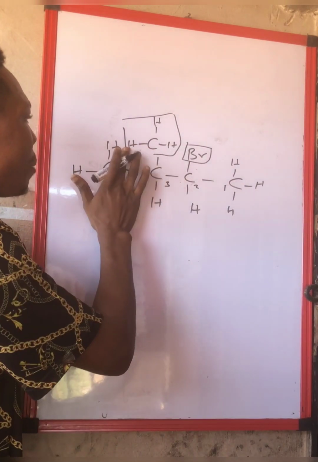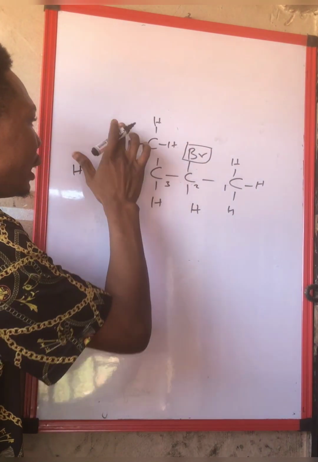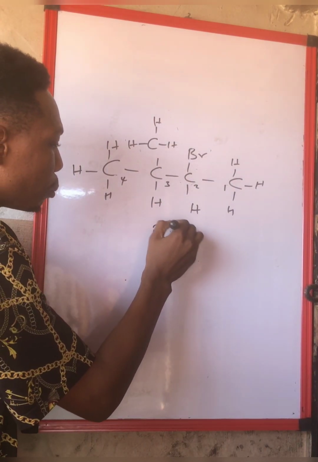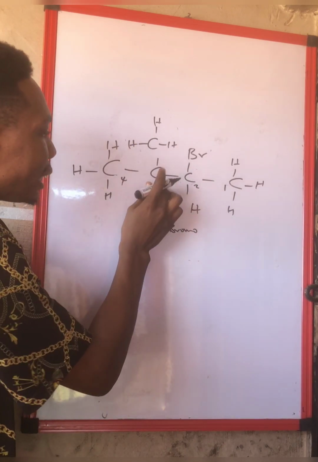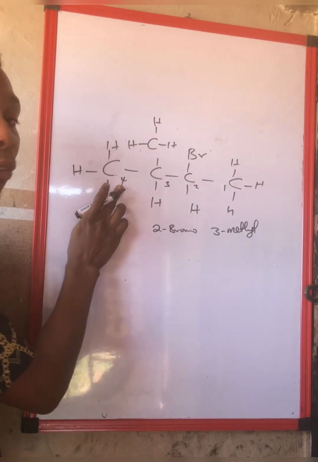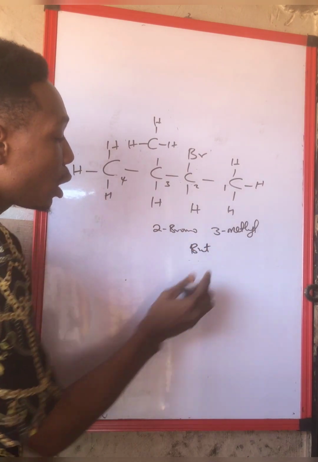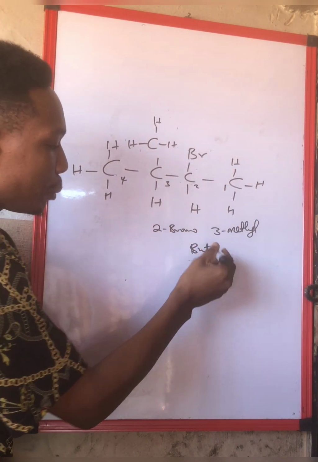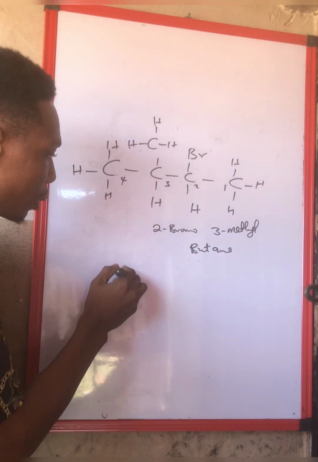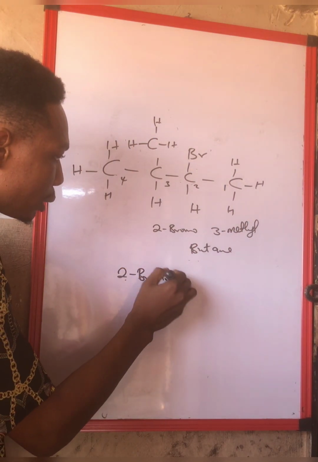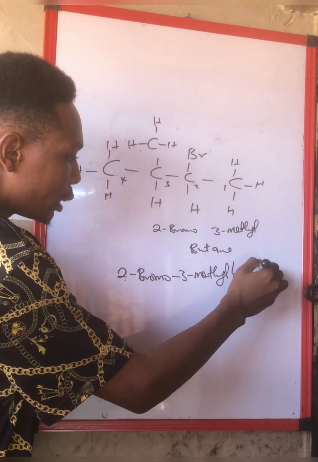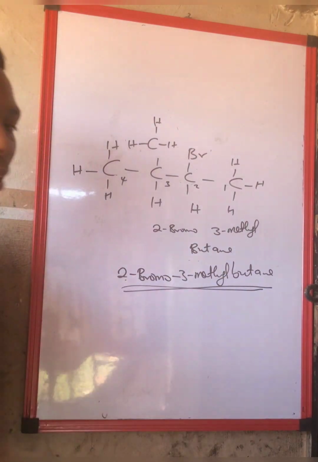So in naming this now, my bromo is found in carbon 2, which is 2-bromo. And my methyl is found in carbon 3, which is 3-methyl. And the longest carbon is 4. 4 is called what? But. Not just but. The parent name is what? Alkane. It becomes butane. So to join everything together, B comes before M, it becomes 2-bromo-3-methylbutane. So that is the name of the compound.